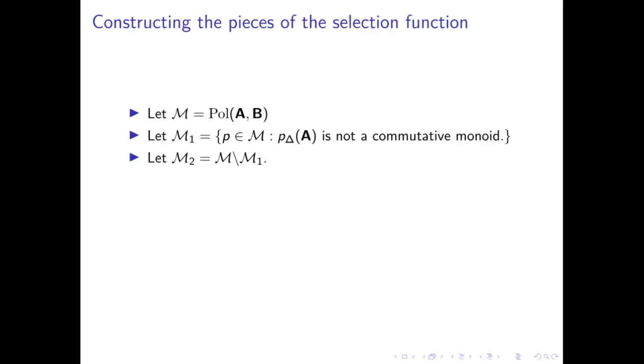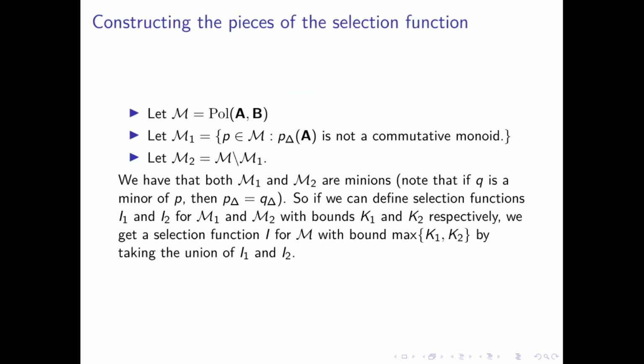Okay. And in this part of the slides, we're just going to look at M1. So we need to construct a selection function for M, but you can kind of do that in pieces. So M1 and M2, you can check that those are actually both still minions. They're closed under taking minors. If you have any two functions, where one is the minor of the other, then this P delta and Q delta will coincide here if Q is a minor of P.